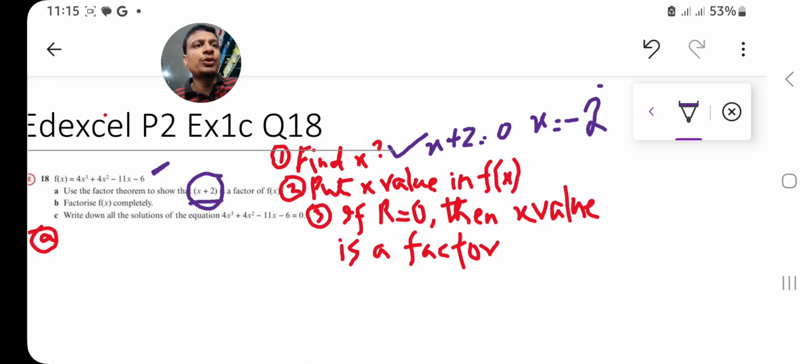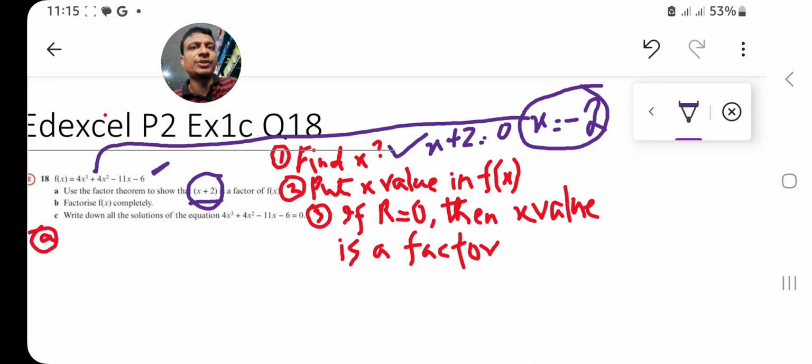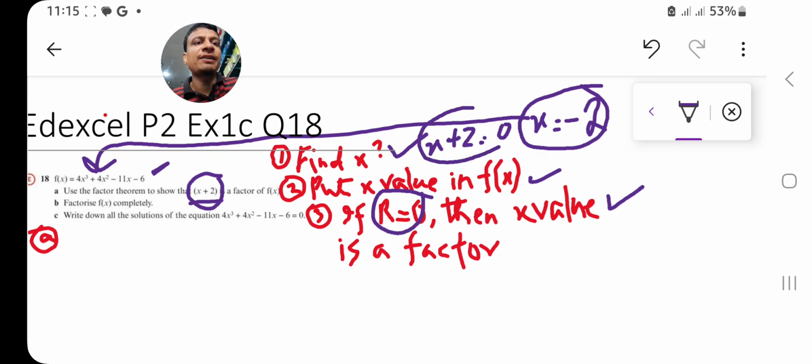And now put this value of x into the given function and see if the remainder is 0. The second step is to put the value of x in. In this case the x value is minus 2, so place x equal to minus 2 in the given function f of x, that is f of x equals 4x cubed plus 4x squared. Then the third step: the remainder should be 0. If the remainder is 0, then this value of x gives a factor of the given function f of x. I am just telling you the steps in general. Right now I am solving it.